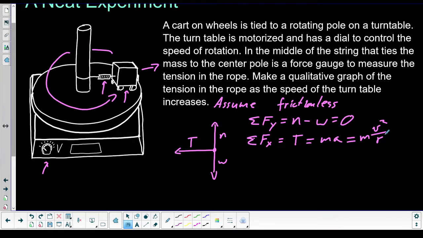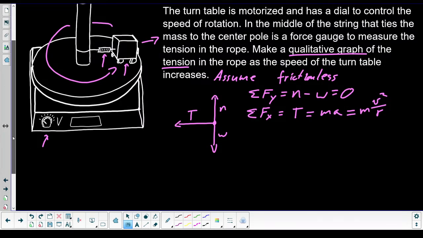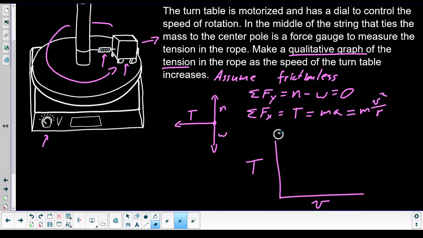Okay. So basically what they're asking us is make a qualitative graph of the tension in the rope as the speed of the turntable increases. So the thing we're controlling is the velocity. So that's going to go on our x-axis. That's our independent variable. It's the thing we can control. And tension is going to go on our dependent axis, the vertical y-axis.